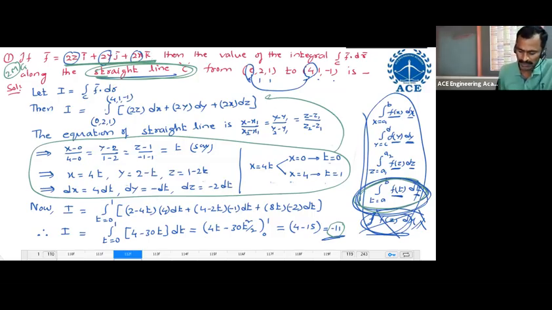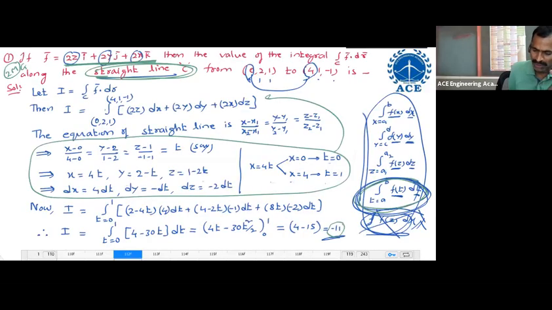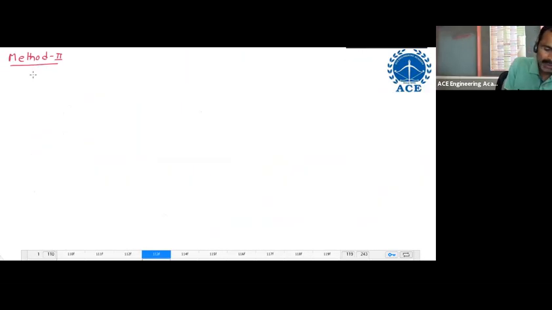This is a general method, but we can do this problem in another way also. For the same problem, method 2. Method 1 is the general method. Now we do the same problem by the other method only. Line integral.